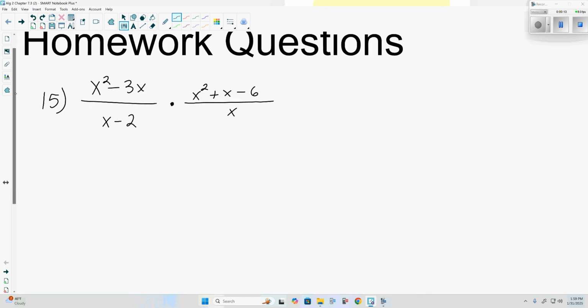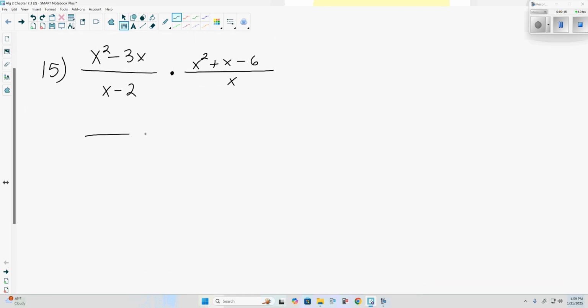All right, guys, before we get started, we're going to look at a question from the homework from last night. If we look at problem number 15, the x and x minus 2 are as simplified as they get. We can't simplify either one of those any further. Now, the x squared minus 3x has the greatest common factor of x. So when we factor the x out, we get x times x minus 3.